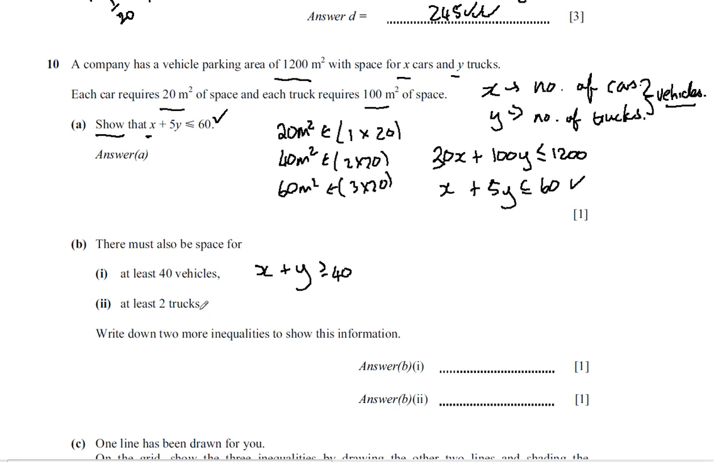There must be at least 2 trucks. Y represents the number of trucks, so y must be greater than or equal to 2. At least 2 means a minimum of 2, therefore it can be equal to 2, and there can be more than 2 trucks, so y can be greater than 2. So the two inequalities are x plus y is greater than or equal to 40, and y is greater than or equal to 2.